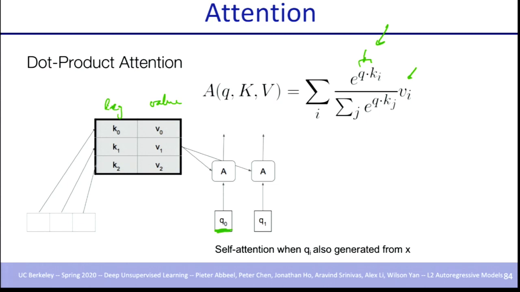Be careful. It needs to be stabilized. If all the key query products are high numbers, it's not going to be stable. You need to subtract out the max. So normally, you subtract out the max. And same thing here, subtract out the max to ensure that you have a stable calculation. So that's one attention query. Then another query will come in, and you'll do the same thing and get a weighted average of the values for that other query.